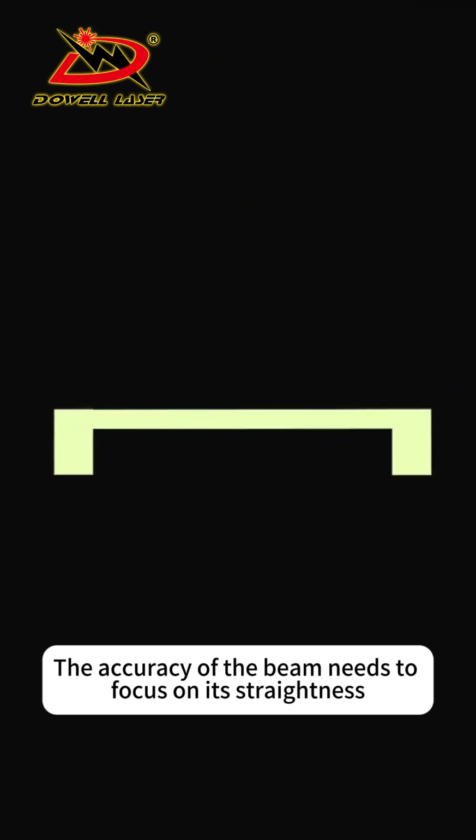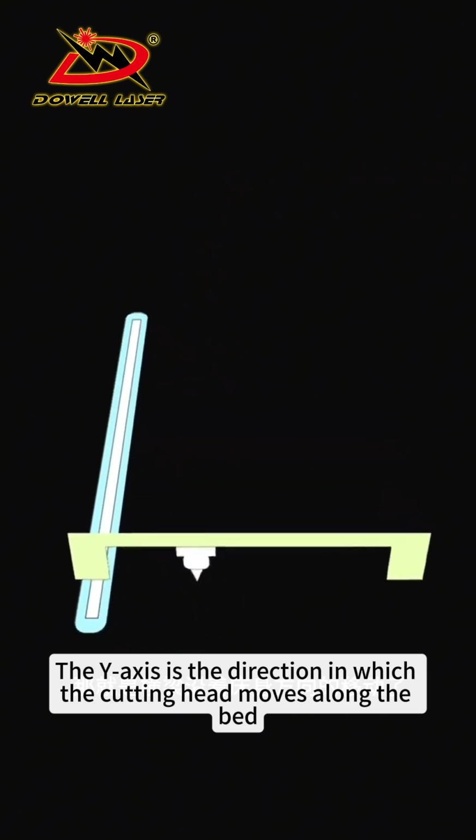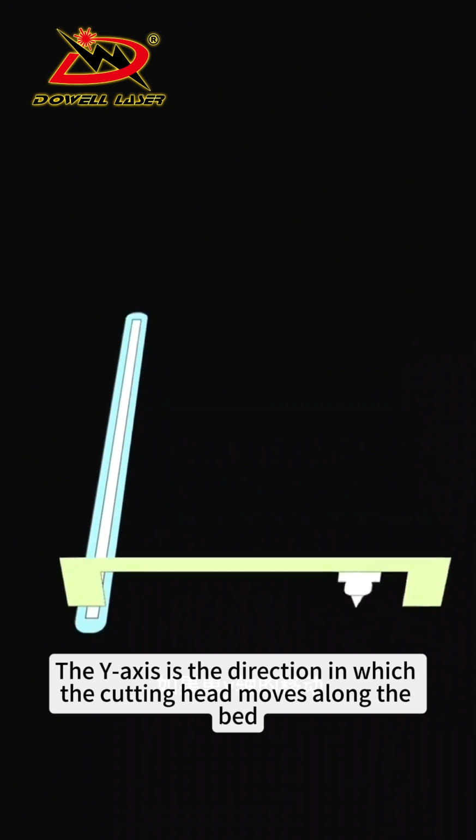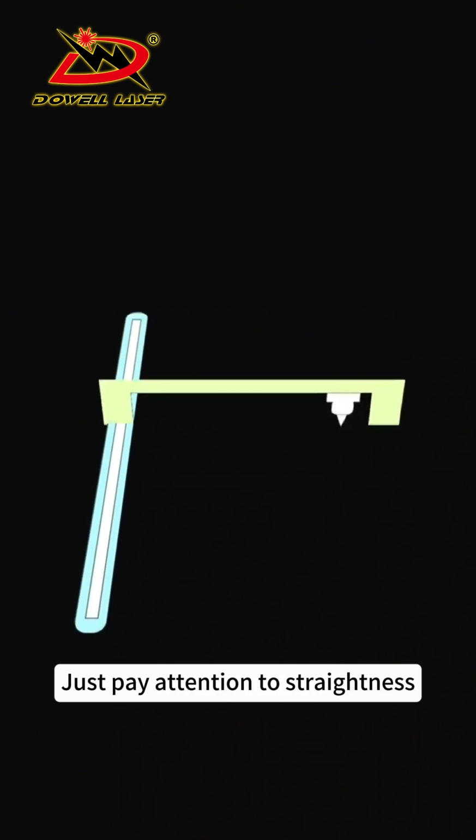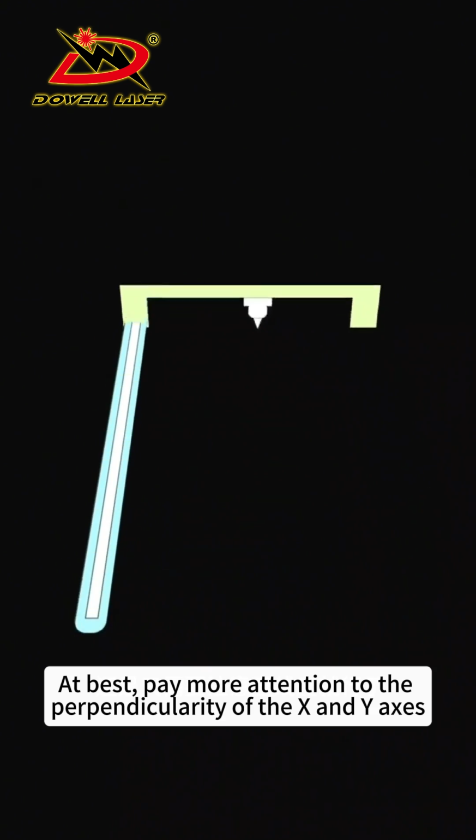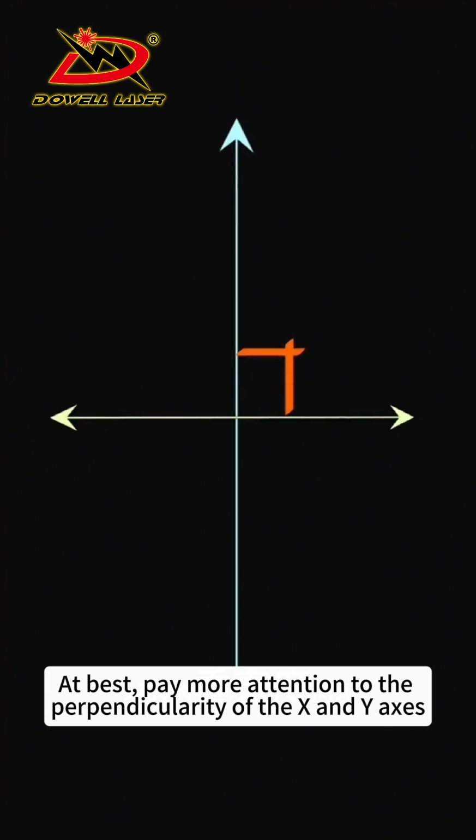The accuracy of the beam needs to focus on its straightness. The Y-axis is the direction in which the cutting head moves along the bed. Just pay attention to straightness. At best, pay more attention to the perpendicularity of the X and Y-axis.